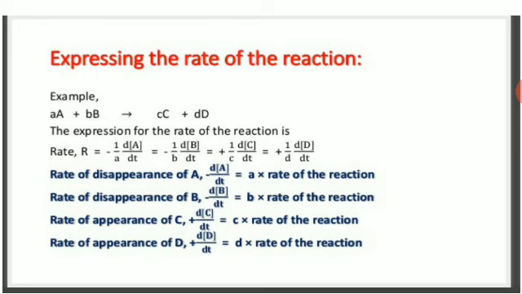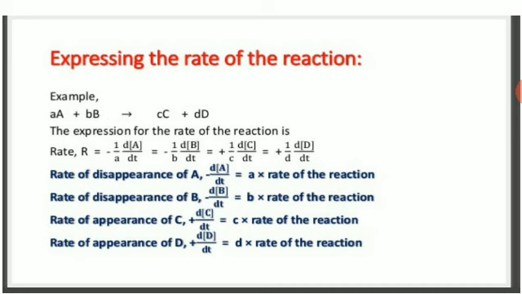So rate of disappearance of A will become d molar concentration of A upon dt equal to a into rate of the reaction, and similarly for B it will become b into the rate of the reaction, and for the appearance of C it will become c into rate of reaction, or for the appearance of D it will become d into rate of reaction.